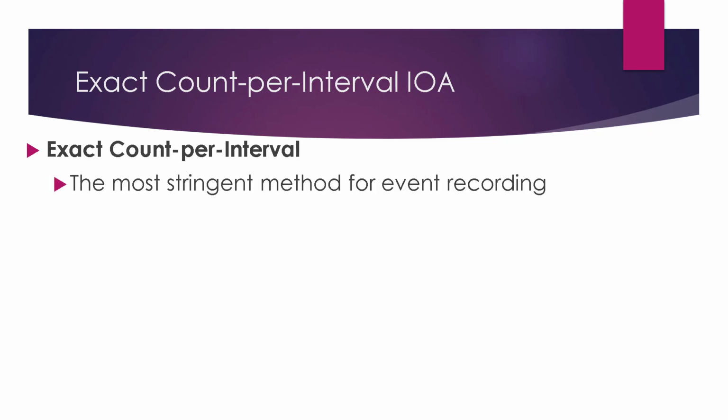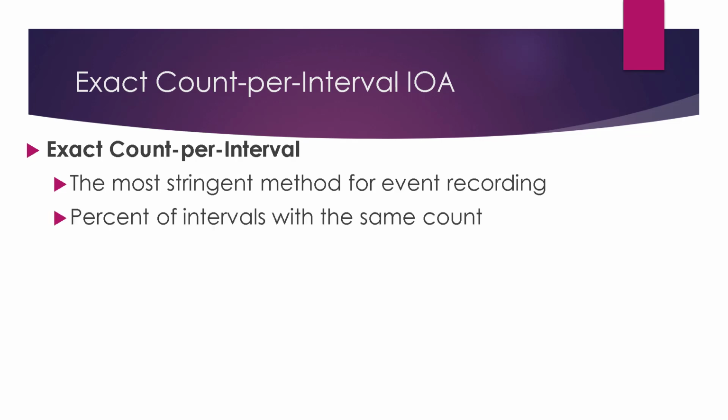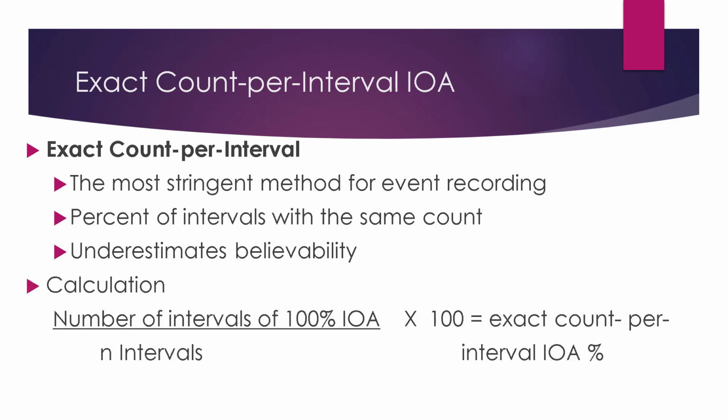Exact count per interval is the most stringent IOA method based on data derived from event recording. It refers to the percentage of total intervals in which 2 observers recorded the same count. Exact count underestimates believability because both observers must have 100% agreement across several intervals to show overall agreement of a standard 80% or greater. Exact count per interval IOA is calculated by summing the intervals with 100% agreement divided by the total number of intervals and multiplying by 100.